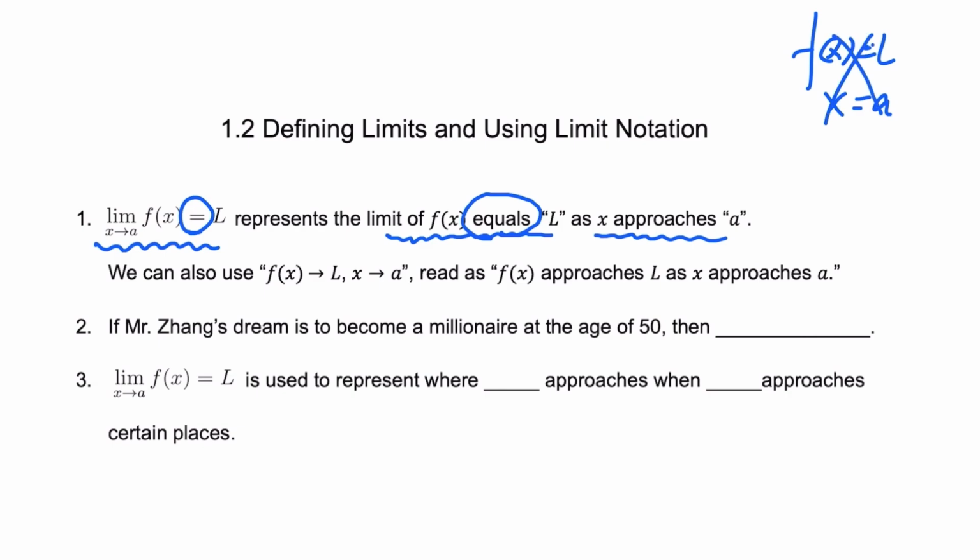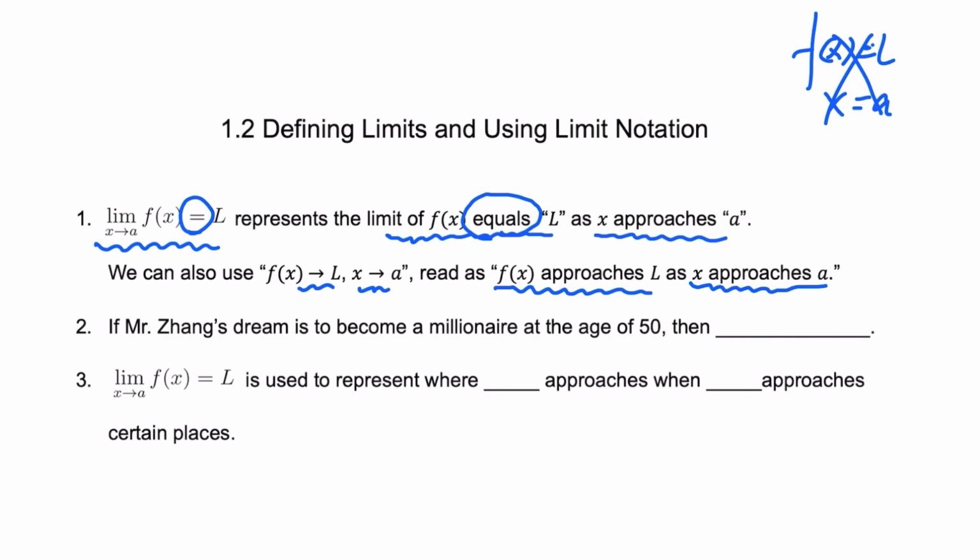What limit really represents is this idea of approaching. What it really means is f of x approaches L as x approaches a. To understand this, let's use myself as an example to practice writing the limit notation.